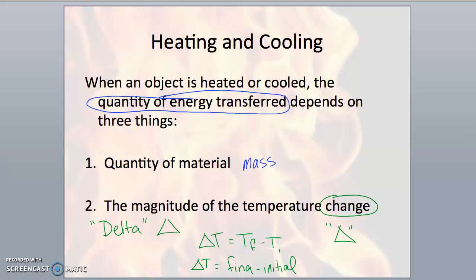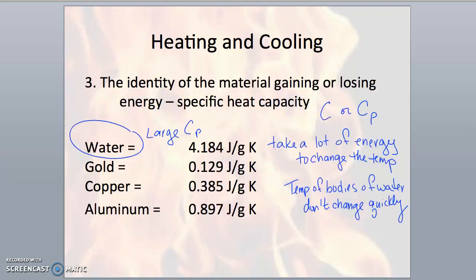The first is the amount of material involved. The second is the magnitude of the temperature change. This is described with a triangle symbol, which comes from the Greek alphabet, and it's called delta. When you see a delta symbol, you want to think final minus initial. We will be measuring temperature changes in this chapter, but you will likely come across the symbol in your other studies. The third value is called the specific heat capacity, and it's represented with a capital C. The units are joules per gram Kelvin.